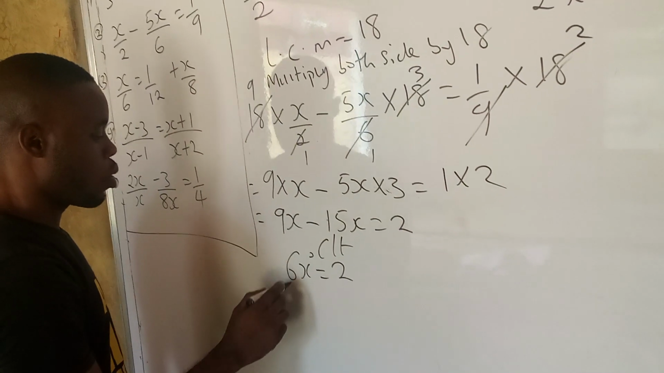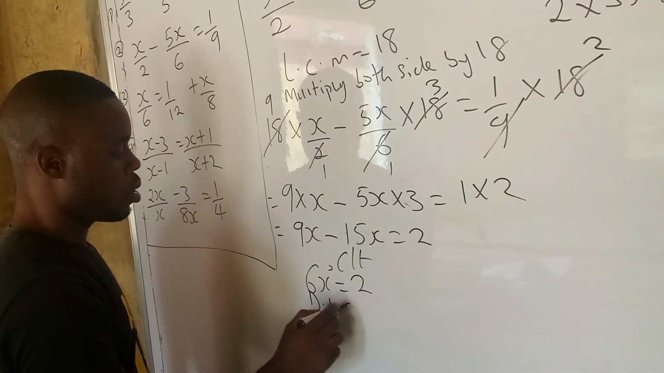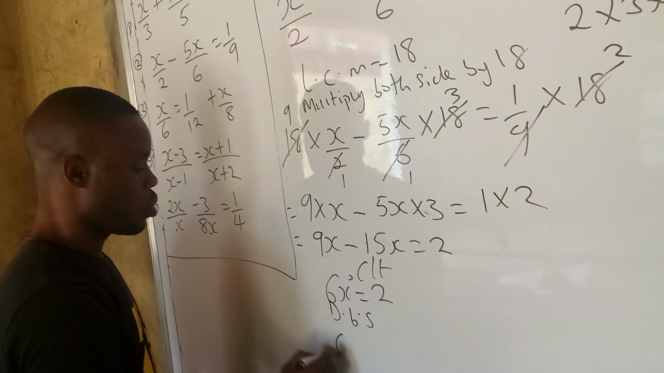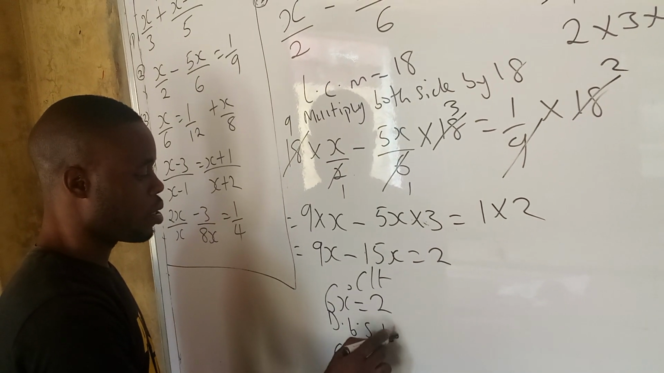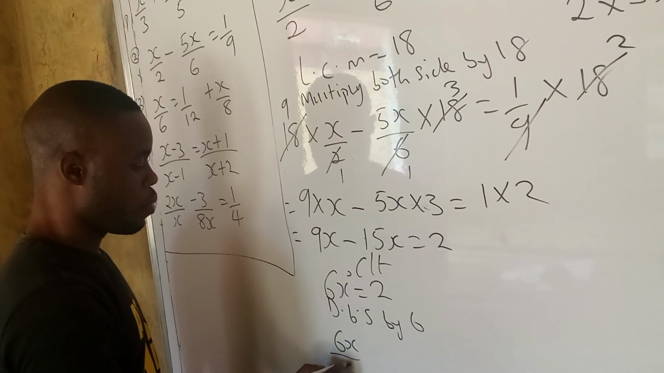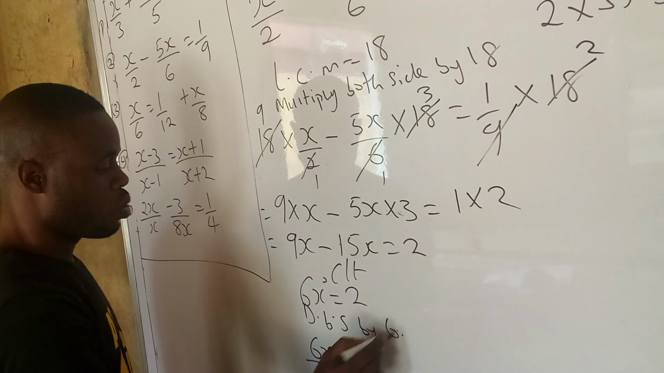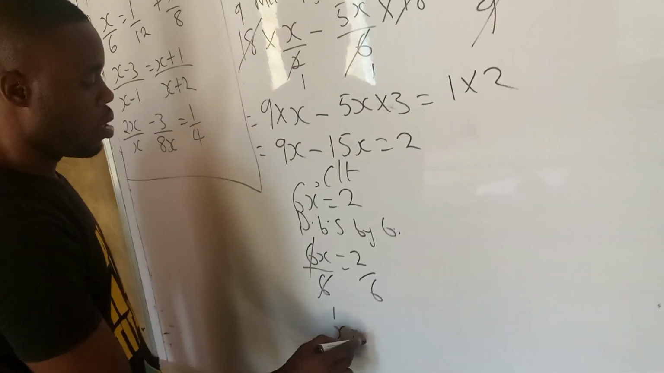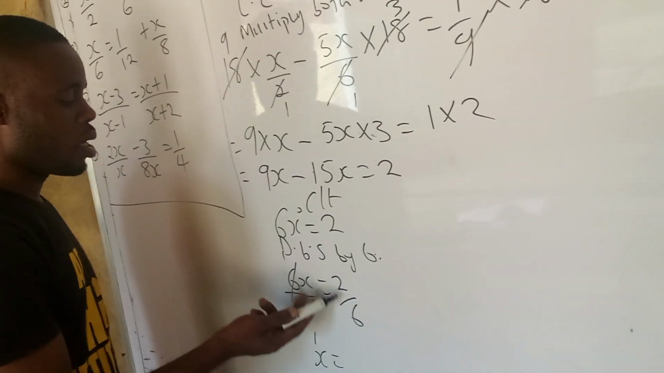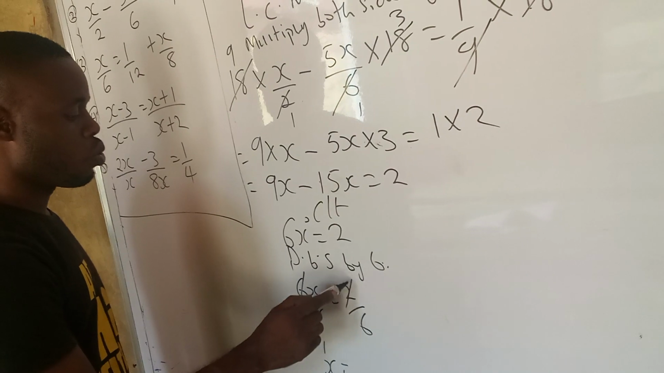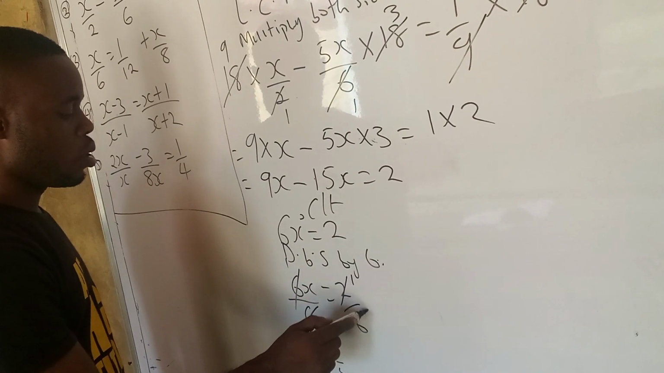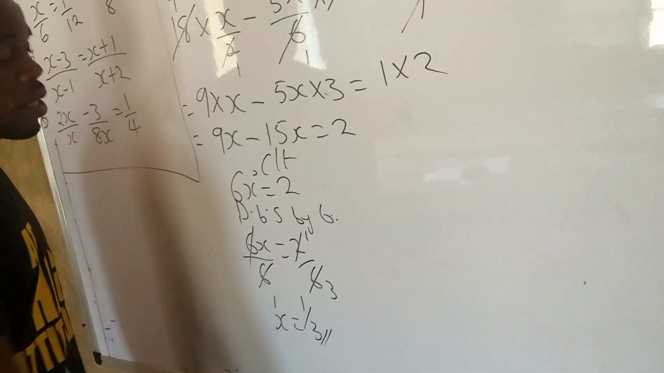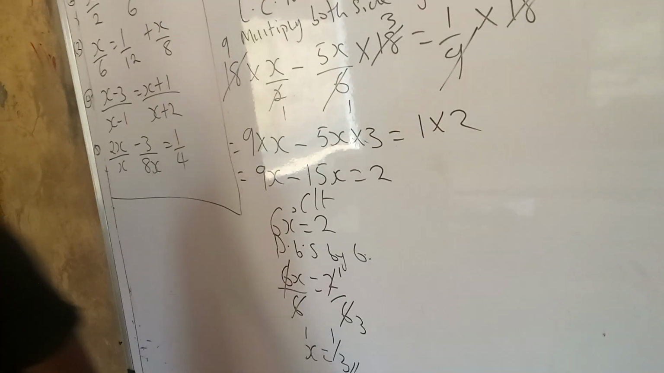So we are going to divide both sides by the coefficient of x, the one that has the variable. So you have 6x, we divide both sides by 6. 6x divided by 6 equals 2 divided by 6. 6 here 1, 6 here 1. We have x equals, the lowest number that can divide 2 and 6 is 2. 2 in 2 is 1. 2 in 6 is 3. So you have 1 over 3. That is our final answer for number 2.